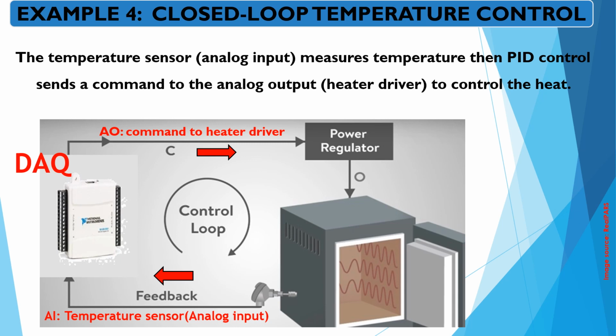The last example will be about closed loop temperature control. In this closed loop system, we will measure a temperature sensor as feedback, and we can control the power regulator or heater drive to control the oven temperature. We implement the closed loop system in the MATLAB environment, connect to the data acquisition and then connect to the physical environment. All of these experimental examples will be discussed in this course.